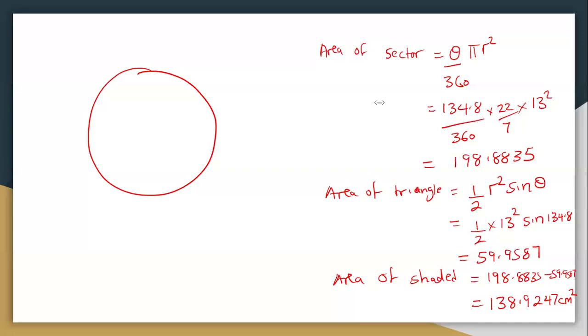Yes, teacher, on the area of the triangle, after writing the formula, my sine 134.8 is different from your final answer. What do you get? Okay, sine of 134.8, I got 0.7095. Yeah, it is correct. But then when I get the area of the triangle, it's 100. Have you divided by 2? No. You forgot that too. Okay.